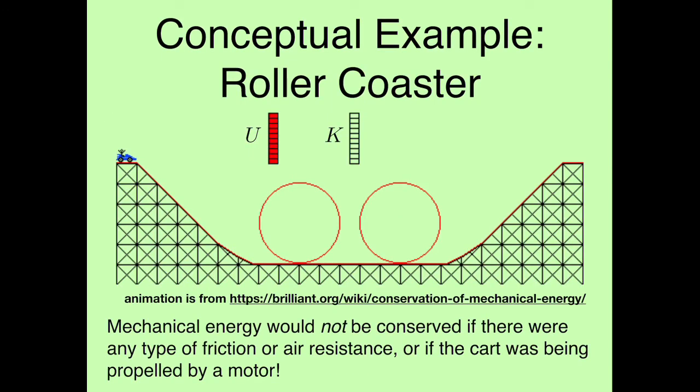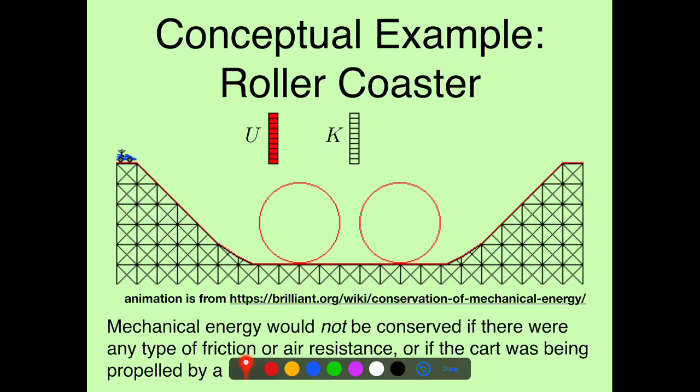So we can look at another conceptual example similar to the one we just saw. We have a roller coaster with a cart that's going to move along the roller coaster track. Okay, so we're going to make some assumptions. We've got no friction and no air resistance. And also, the cart is not being propelled by any kind of motor. Okay, so it's only gravity that's making the cart move.